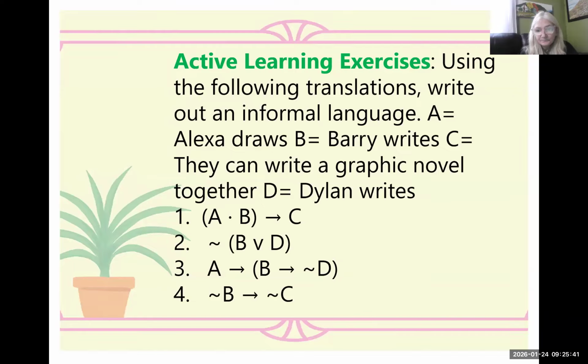arrow C. Number two, tilde, begin parentheses, B, wedge D, in parentheses. Number three, A, arrow, parentheses, B, arrow, negate, tilde D, in parentheses. And finally, number four, tilde D, arrow, tilde C. So write those out, practice your translation. You've got to go both ways. You've got to go from formal to informal and informal to formal.